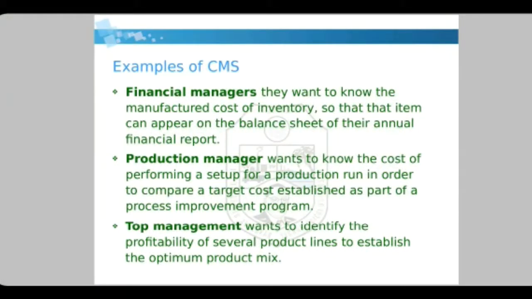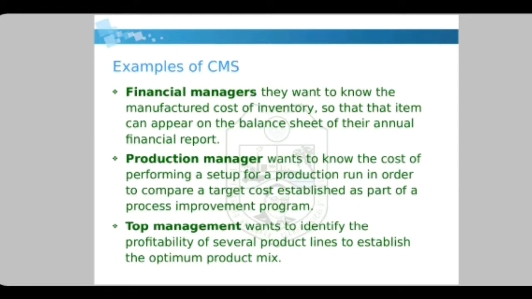Now, what are the examples of a cost management system? There are three types of managers in this system. First is financial managers, second is production managers, and third is top management. So why do these managers require the information about the cost management system? If financial managers have all the information about the cost of the inventory, or cost of any product, or cost of any plant, then they can add that item into their balance sheet for their financial report.